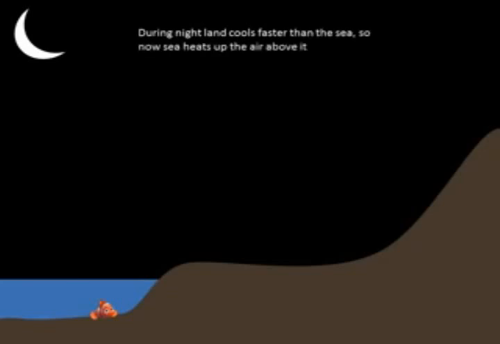But as the day turns into night, something strange happens. The situation changes. The land cools down much faster than the sea. Okay? So the sea is now hotter than the land. So the hot air is rising above the sea as the cold air is drawn from the land towards the sea. So the wind direction has been reversed.